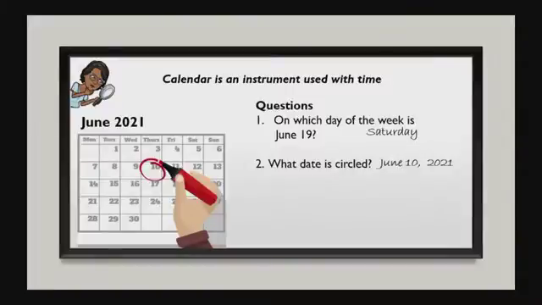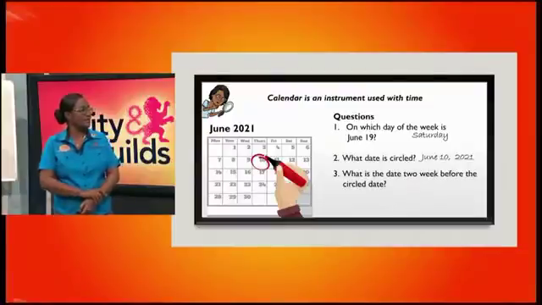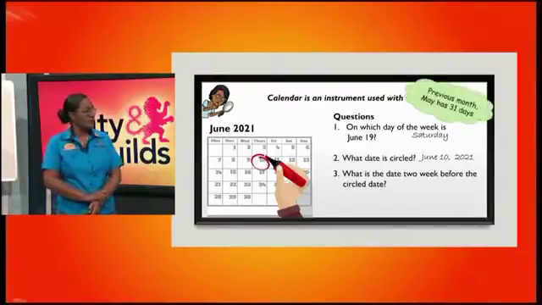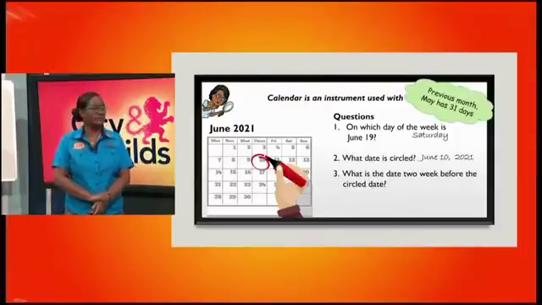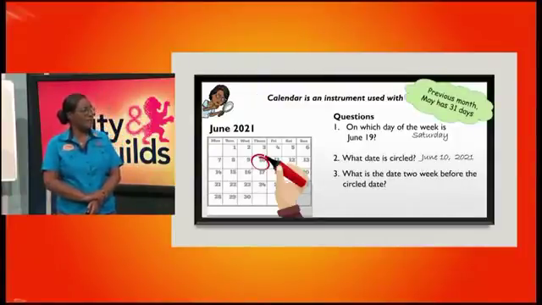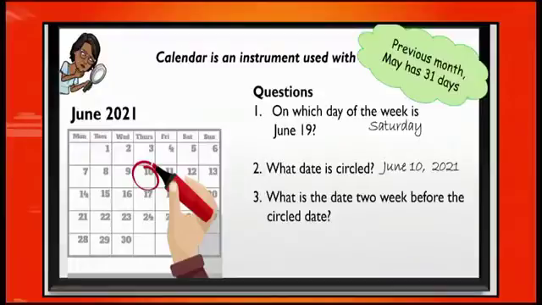Here's another question. What is the date 2 weeks before the circled date? Well, 1 week before the circled date is on a Thursday, so 1 week before that would be the previous week on a Thursday, which would be the 3rd. We want 2 weeks before that, so let's see how we can work that out. So we're counting backwards from the 3rd: the 2nd, the 1st, the Monday that has no date on it would be May 31. Remember that the month of May has 31 days.